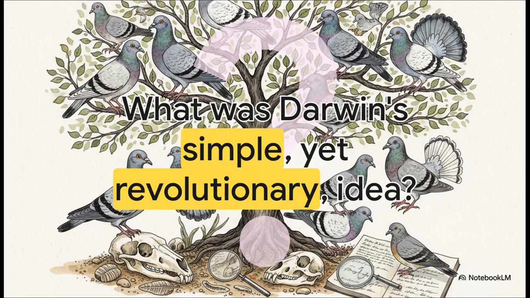Behind all the controversy, behind all the decades of debate, Darwin's central argument was built on things you could see every day, things that were basically hiding in plain sight. So, what was this simple yet totally world-changing idea?